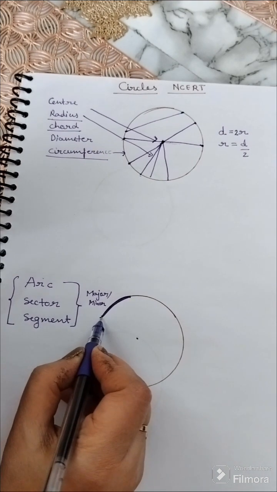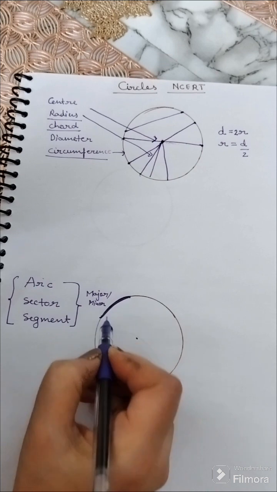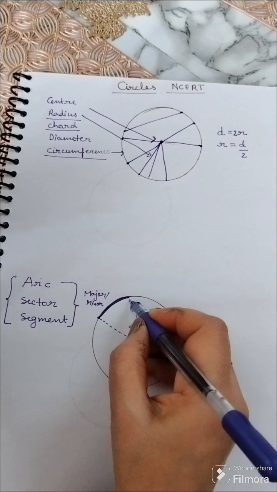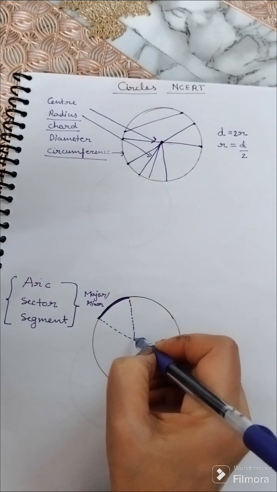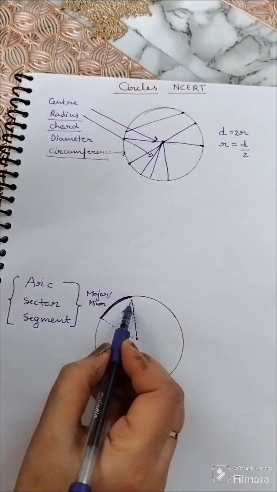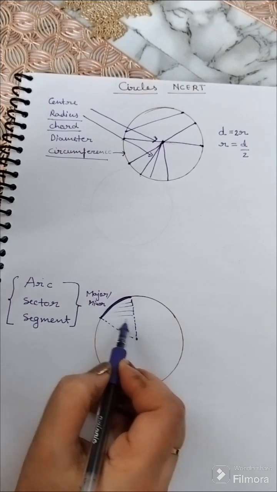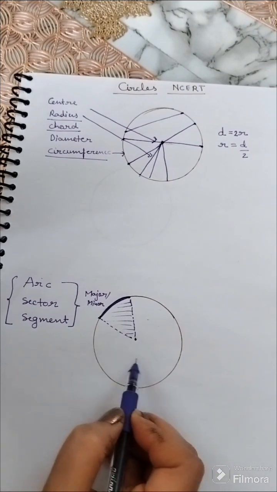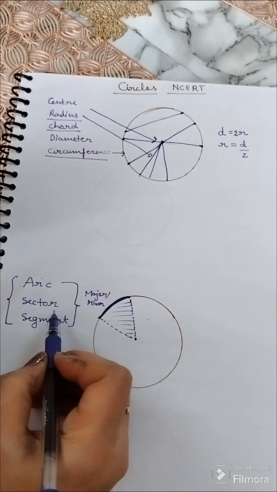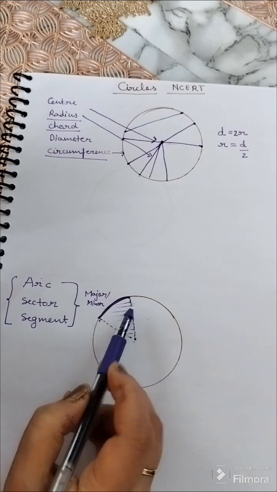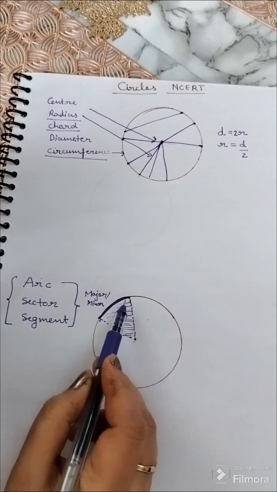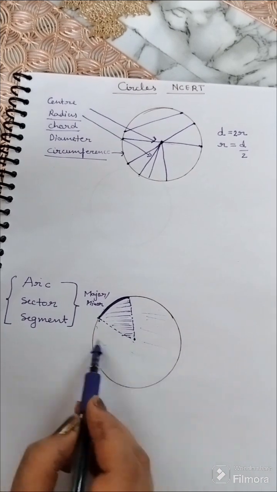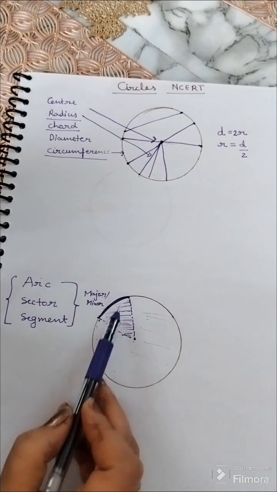Now sector. I have taken this arc. If I join the ending points of the arc to the center of the circle, then this particular part is called a sector. This remaining part is also a sector. This is called the minor one. This is the minor sector of this arc. And this remaining one is the major sector of this arc.